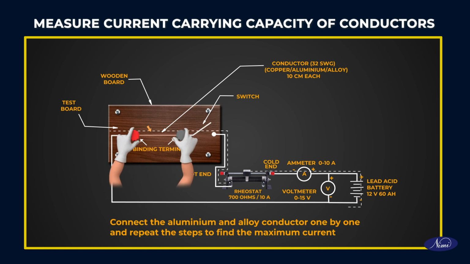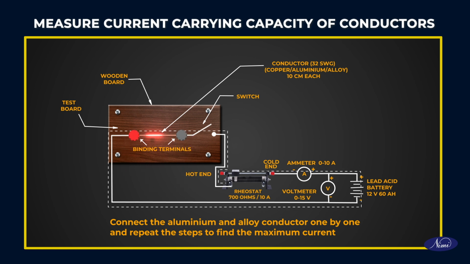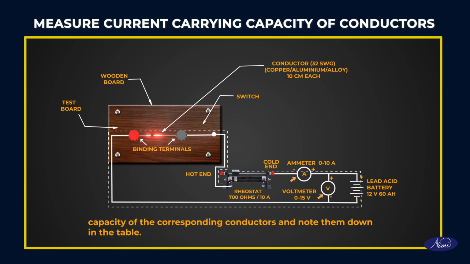Connect the aluminium and alloy conductor one by one and repeat the steps to find the maximum current capacity of the corresponding conductors and note them down in the table.